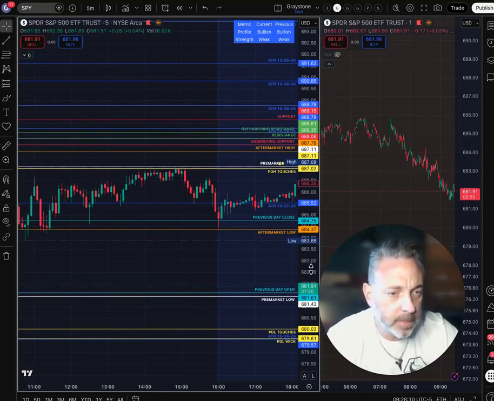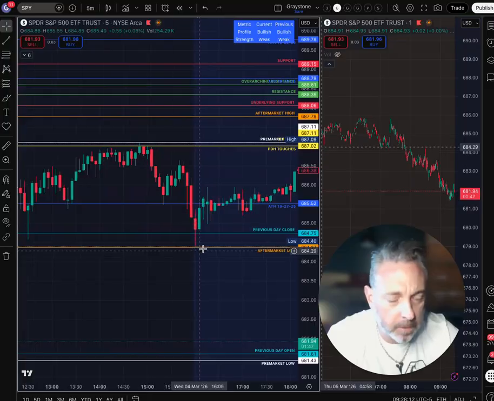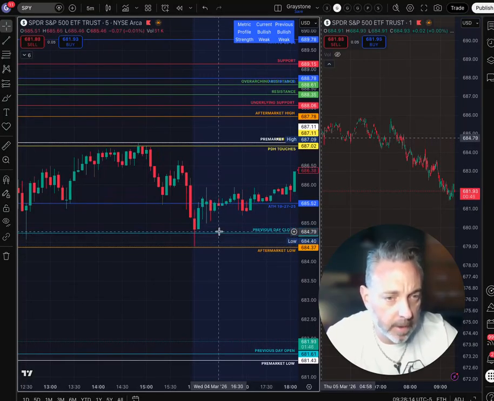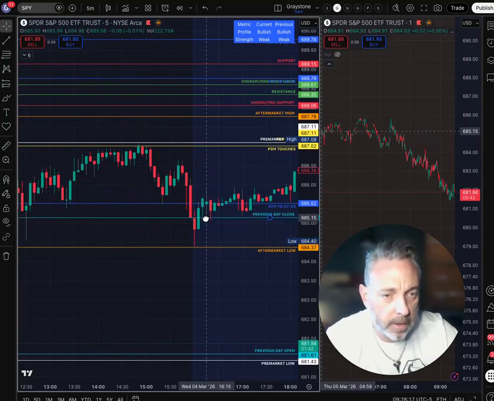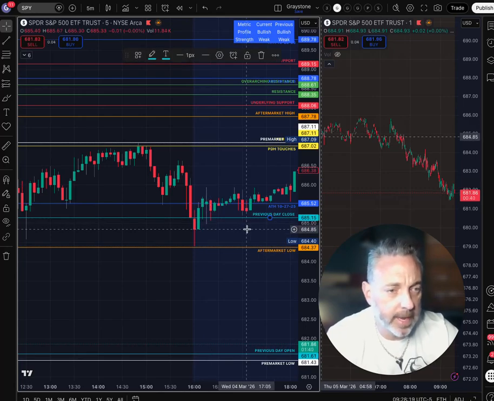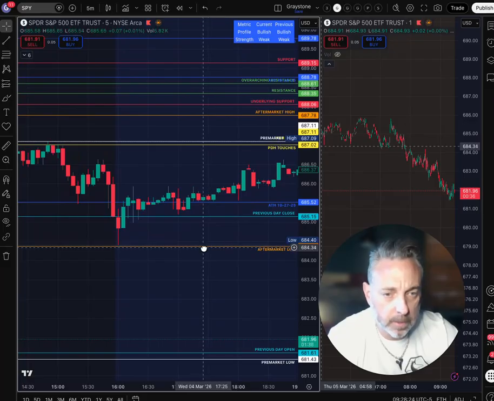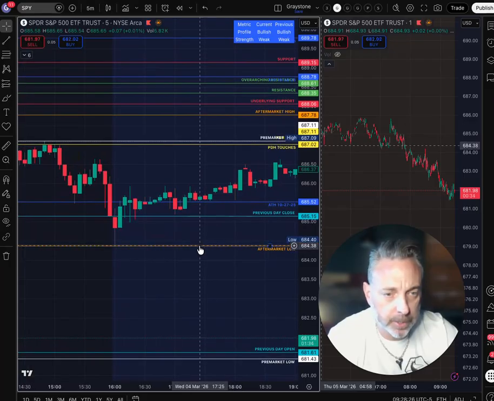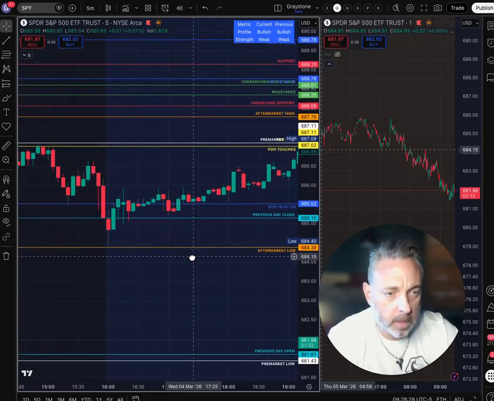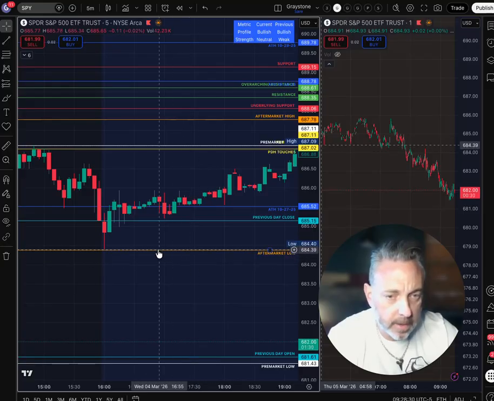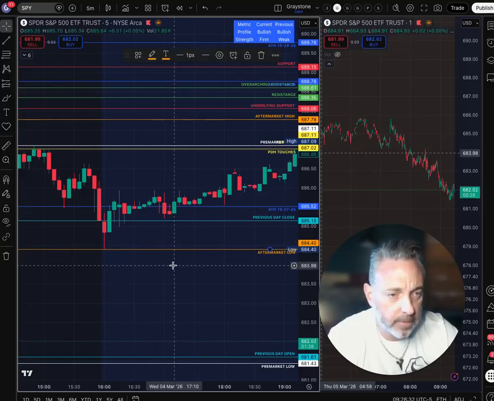And like I said, team, sometimes these levels are relevant in real time, other times they're not, and that's completely okay. So right there, it closes at 685.15. So now we have our aftermarkets marked, and I'm just going to adjust that really quickly. So 684.38, and it's showing the low at 684.40.